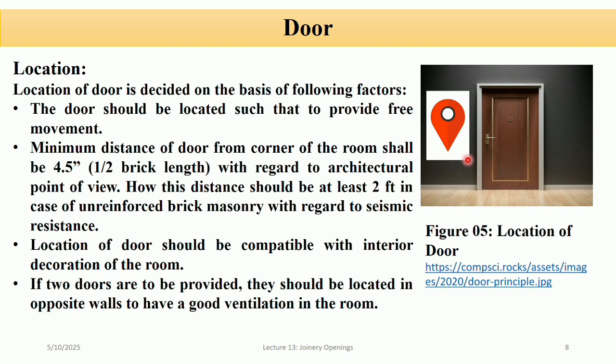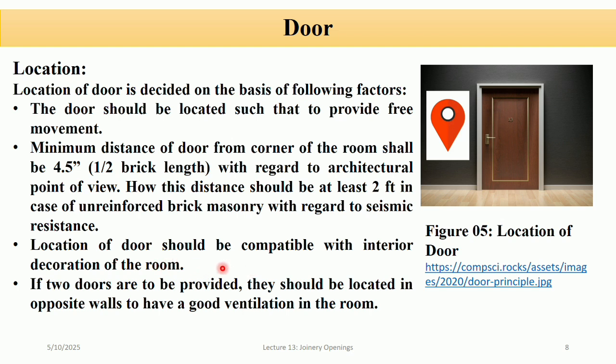The door should be placed at least 4.5 inches, or a half brick length, from the corner of a room. This ensures visual balance, better alignment with interior elements, and ease of constructing the door frame. But in case of unreinforced brick masonry, especially in a seismic zone, the door should be located at least 2 feet from the corner. This is to maintain the integrity of the wall and prevent cracks or collapse during seismic activity. A door placed too close to the edge weakens the wall and reduces its load-bearing capacity.